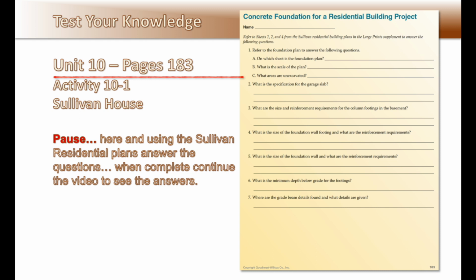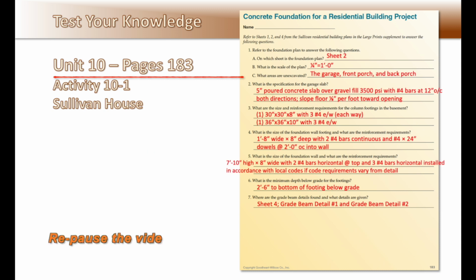Pause the video here and answer the questions in Activity 10-1 on page 183 using the Sullivan Residential Building Plans. When complete, continue the video to see the answers. Repause the video and check your answers.